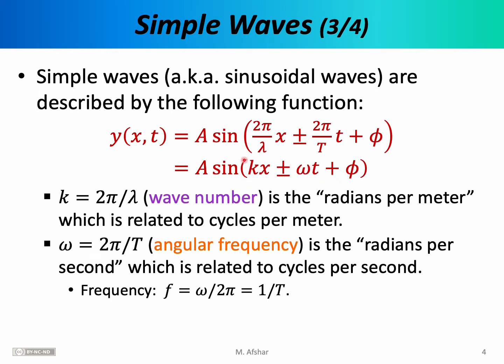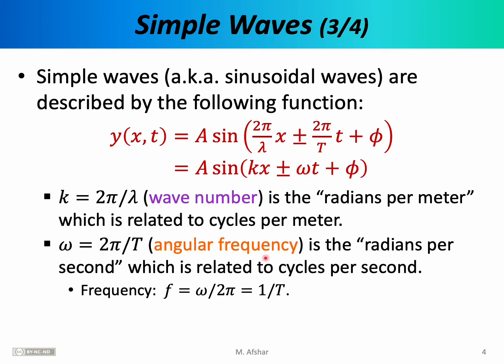K is a new parameter in the context of waves. K is referred to as the wave number. It is simply defined as 2 pi over lambda. Do not confuse the wave number with the spring constant, which we encountered in our discussions of the mass spring system. The wave number tells us how many radians the wave goes through in each meter of distance, or in each meter along the length of the rope.